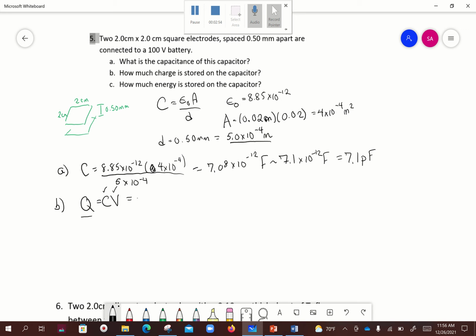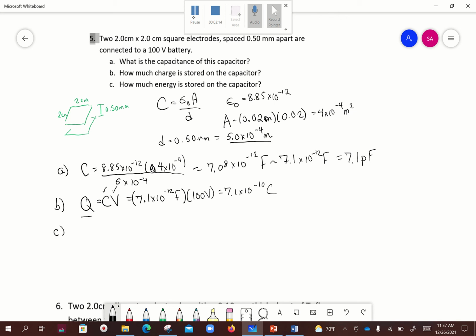So C, let's put in our 7.1 times 10 to the minus 12 farads times our V, which we're told in the problem is 100. And we get 7.1 times 10 to the minus 10 coulombs is the amount of charge on the capacitor.